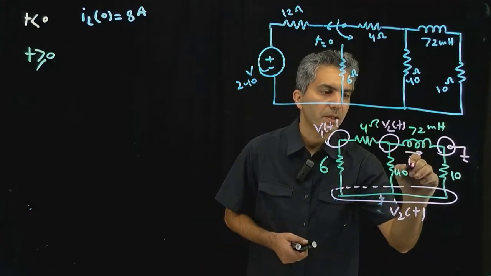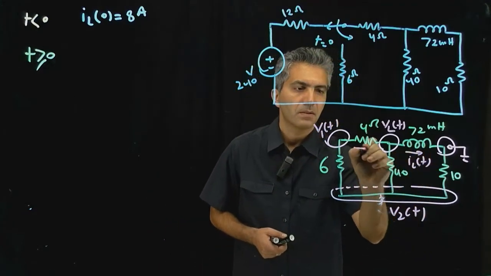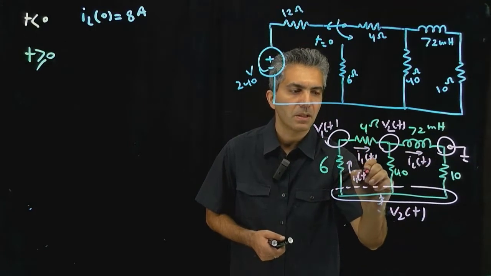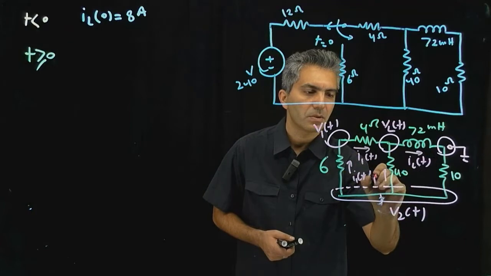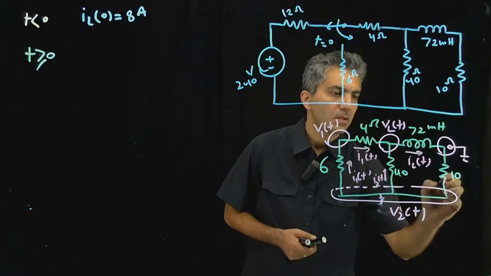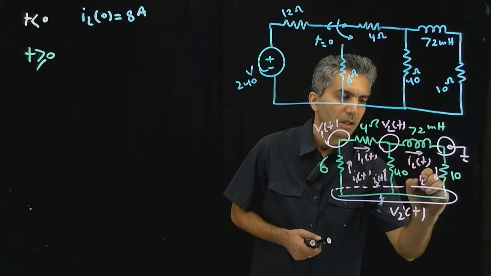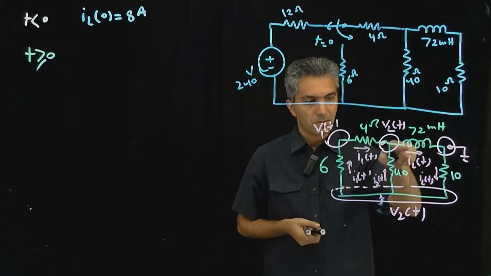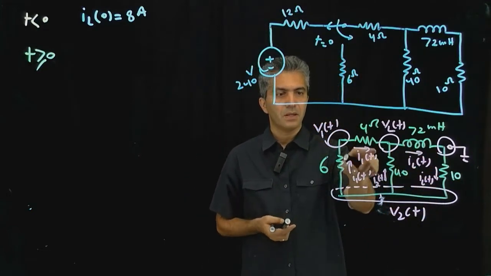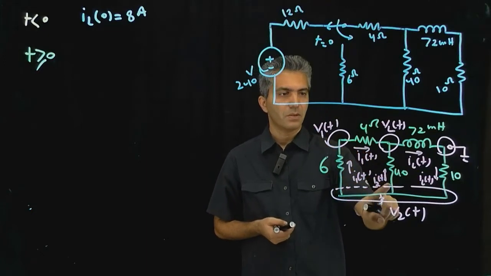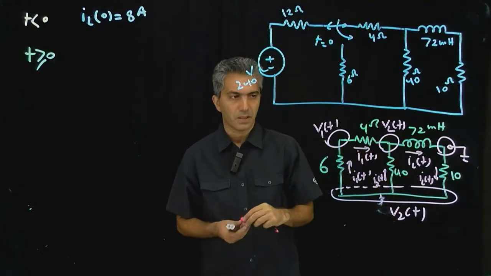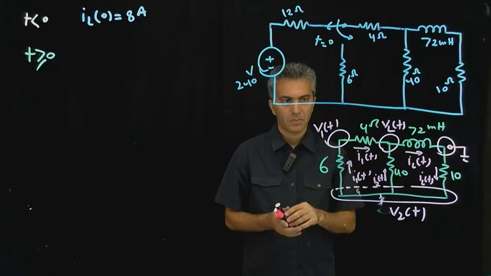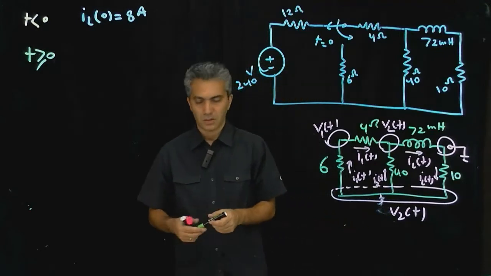I'm going to call that ILT, I1T, I2T, and ILT. So I did the KCL for that node. This would be the same ILT, I1T, I2T, KCL for that node. So there's only one KCL now to be written. Okay, let's start doing that.